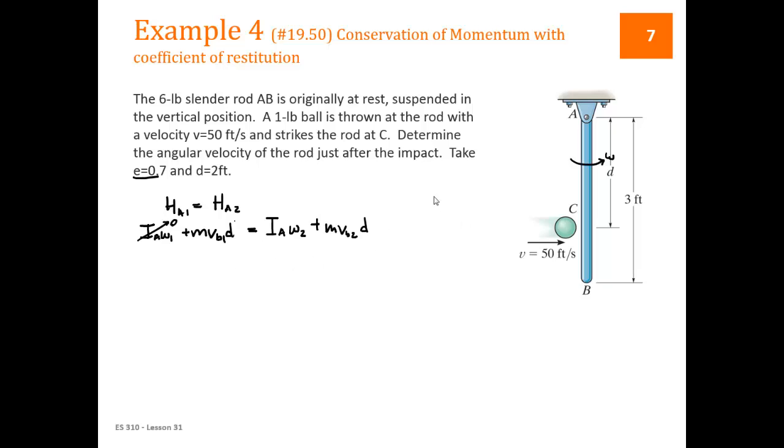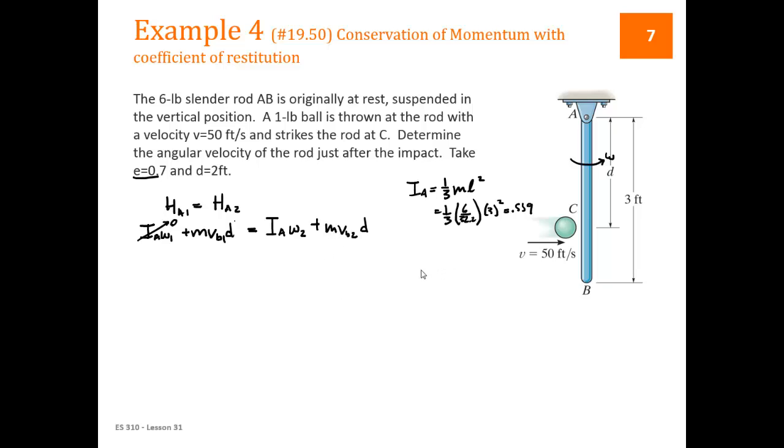Alright, so I_A, we can find that, is a rod pinned at one end, so that's 1/3 of m l squared, which in our case is 1/3. The mass is 6 over 32.2, and the length is 3 squared, which gives us 0.559. So we have one equation, but we don't know omega 2 or V_B2. So we have two unknowns, one equation, we need another equation.